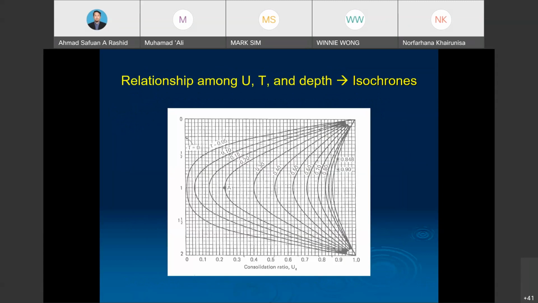This is the relationship between U, P, and the depth. They call it an isochrone curve. This is the consolidation ratio, while this is the Tv value. Because it is symmetrical, for example, if it is completed 100%, we can consider it almost 100% when the Tv is equal to 0.9.